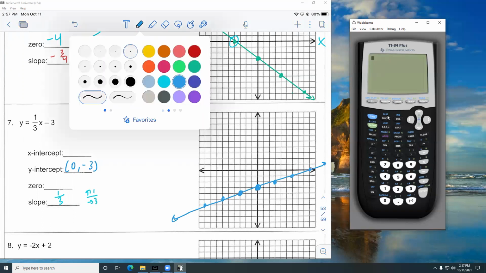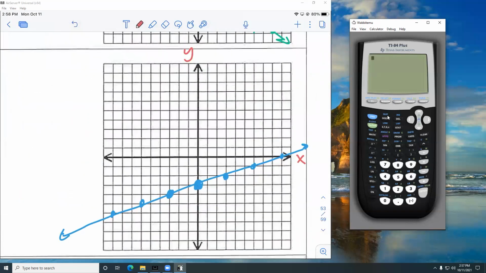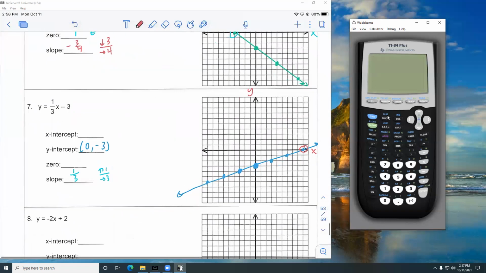All right. So for my x-intercept, remember x is side to side, y is up and down. I count over 1, 2, 3, 4, 5, 6, 7, 8, 9. So my x-intercept is at the point 9, 0. And that means that my zero is just the number 9.